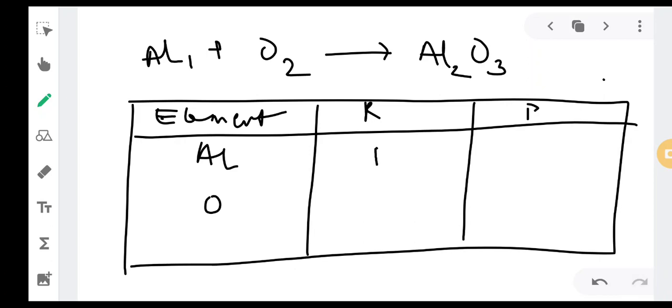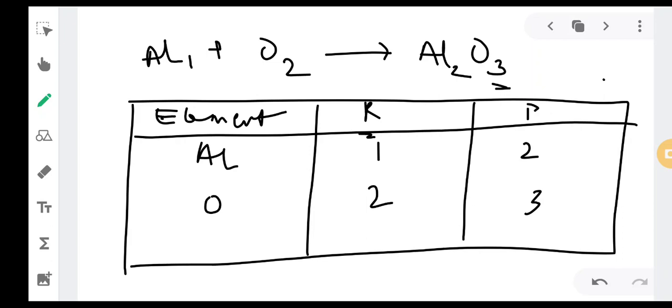If you see on the reactant side, aluminium only has one atom, whereas oxygen has two atoms. On the reactant side I am telling, this is the reactant side and this is the product side. If you compare it with the product side, what you will see is that there are two atoms of aluminium and three atoms of oxygen.